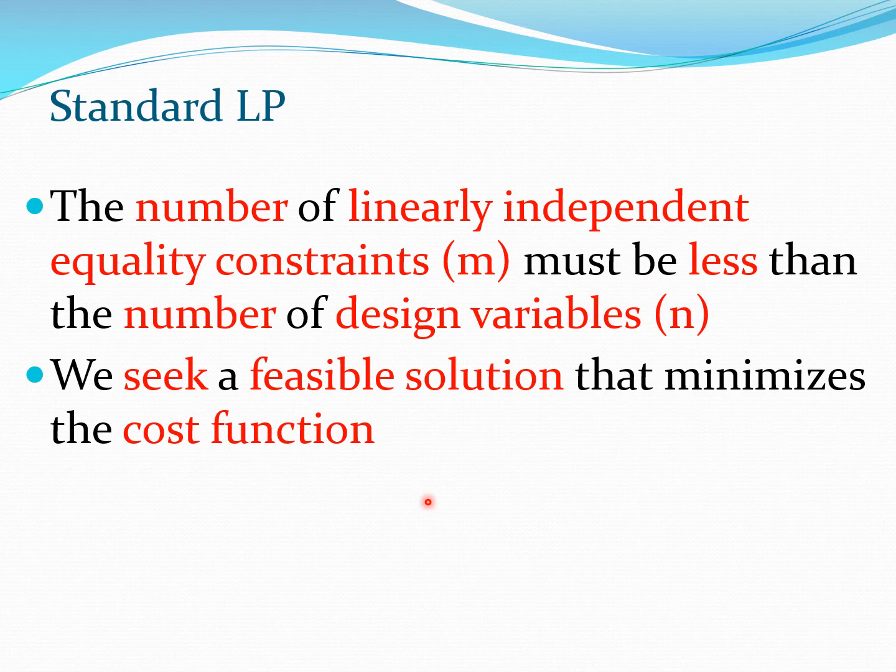Now, to write this important fact out, we can say that the number of constraints m must be less than the number of design variables n, and we seek a feasible solution which minimizes the cost function. Very frequently in optimization, as far as linear programming is concerned, the word cost function is often used in lieu of the objective function, and that is because many of the problems in linear programming come from a business perspective, so some cost minimization may be going on.